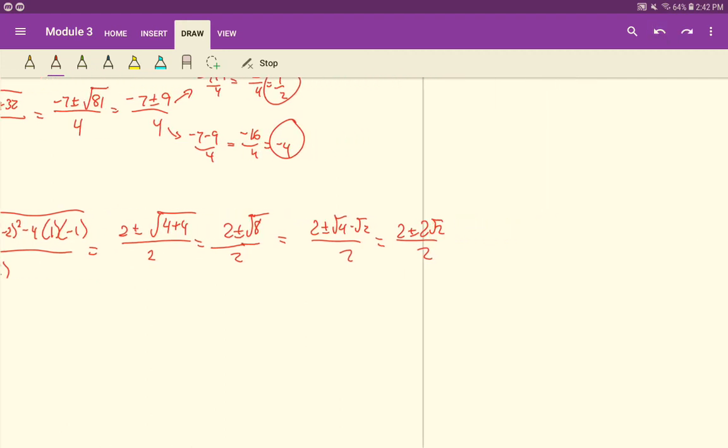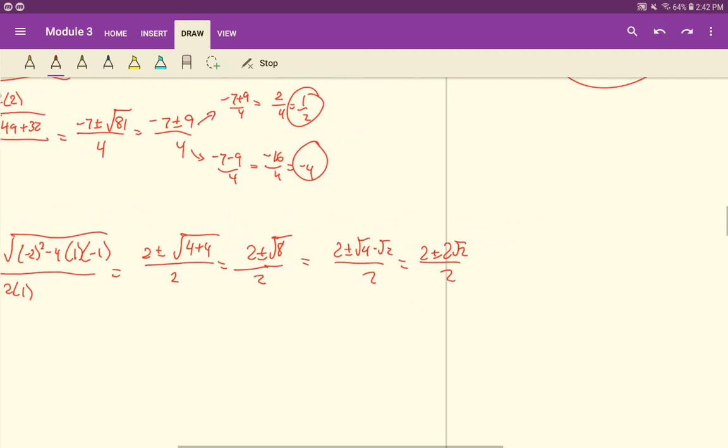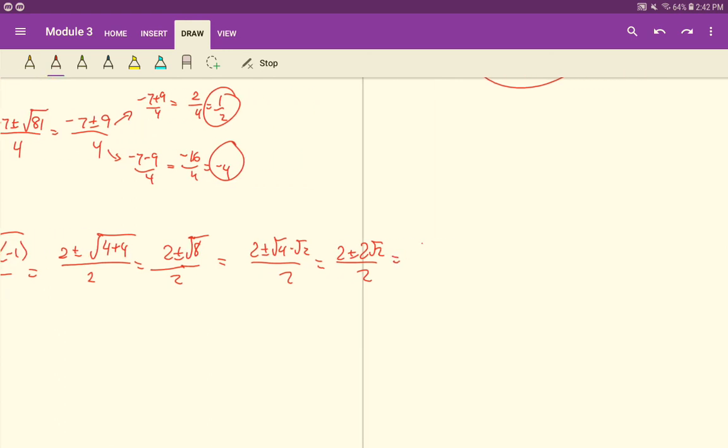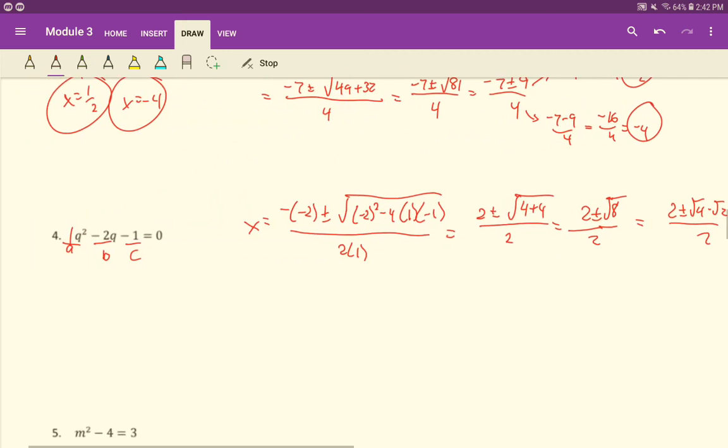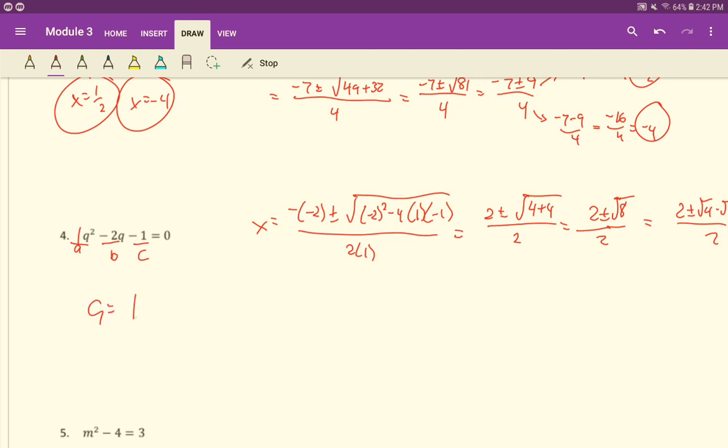The root 2 can't be broken down any further. There's a square root, so we know we're done with that part. But we can simplify a little bit further if we go 2 over 2 plus or minus 2 root 2 over 2. So we'll break this up. Which simplifies to 1, and then the 2 and 2 cancel out to just root 2. So 1 plus or minus root 2 is our answer. So q equals 1 plus root 2, q equals 1 minus root 2. Just like that.